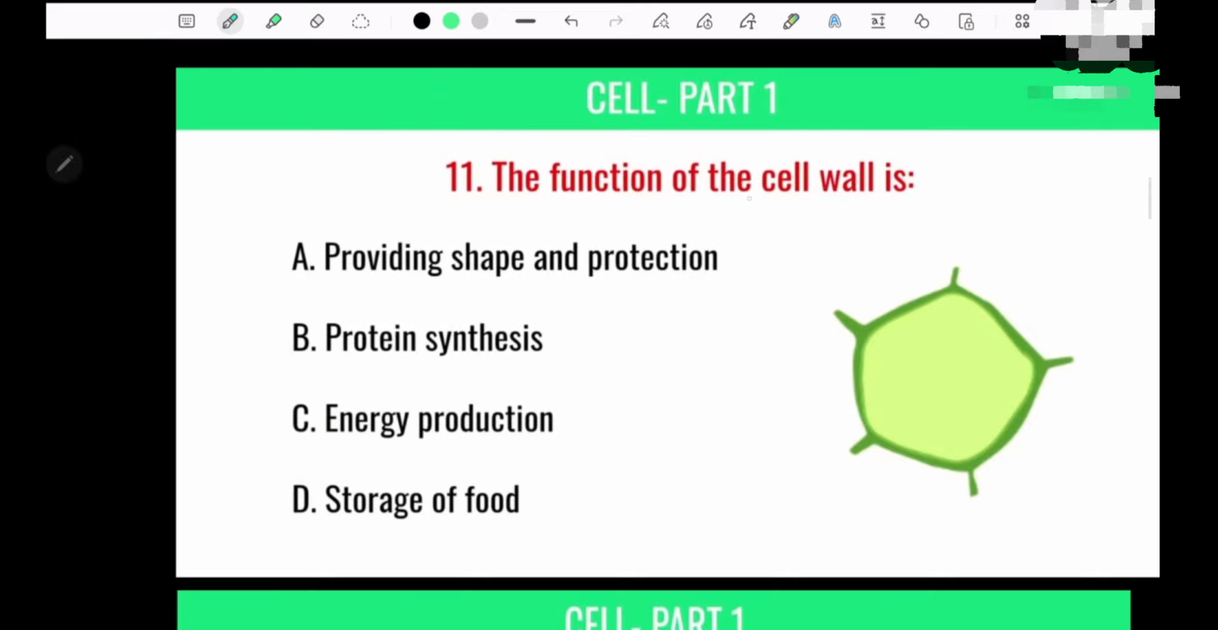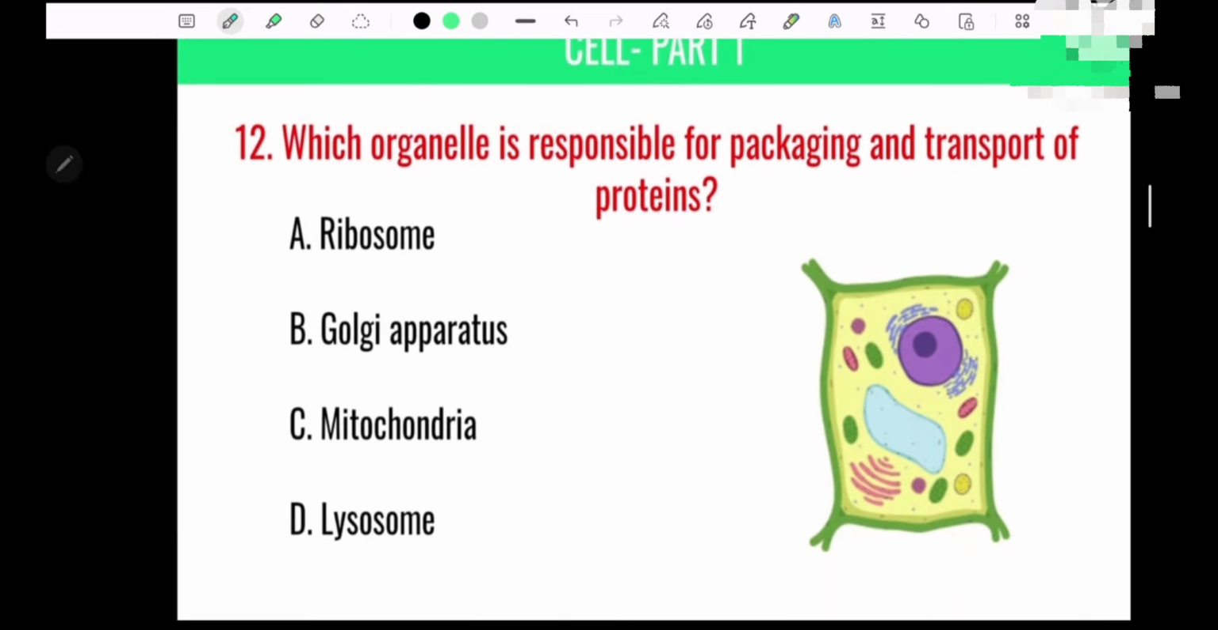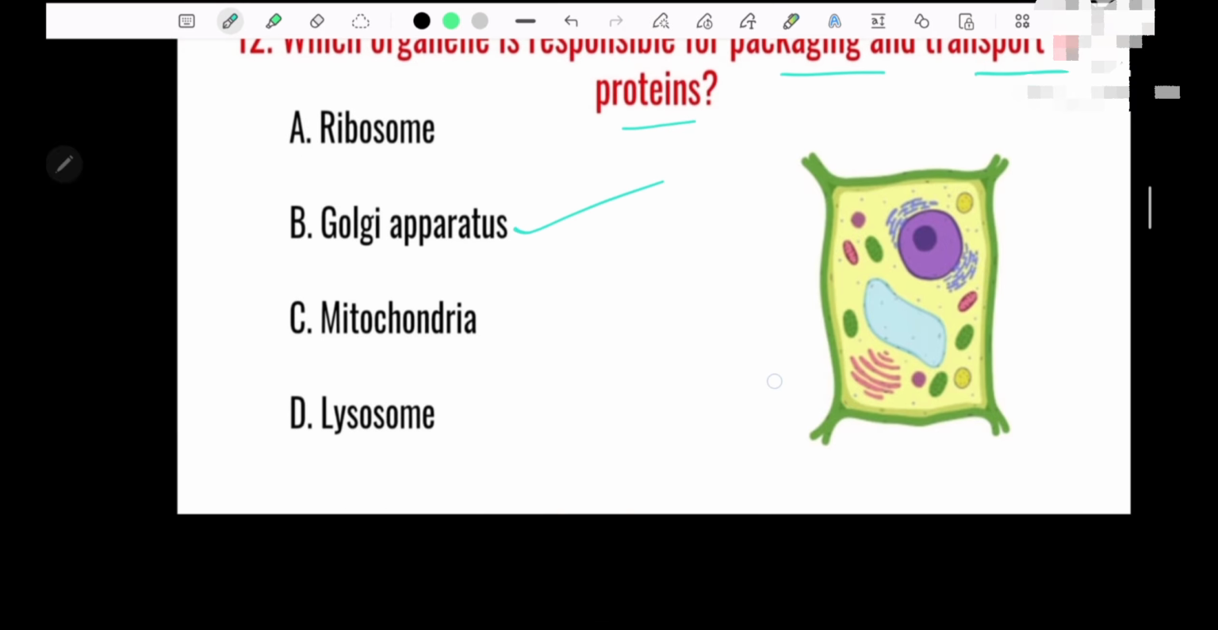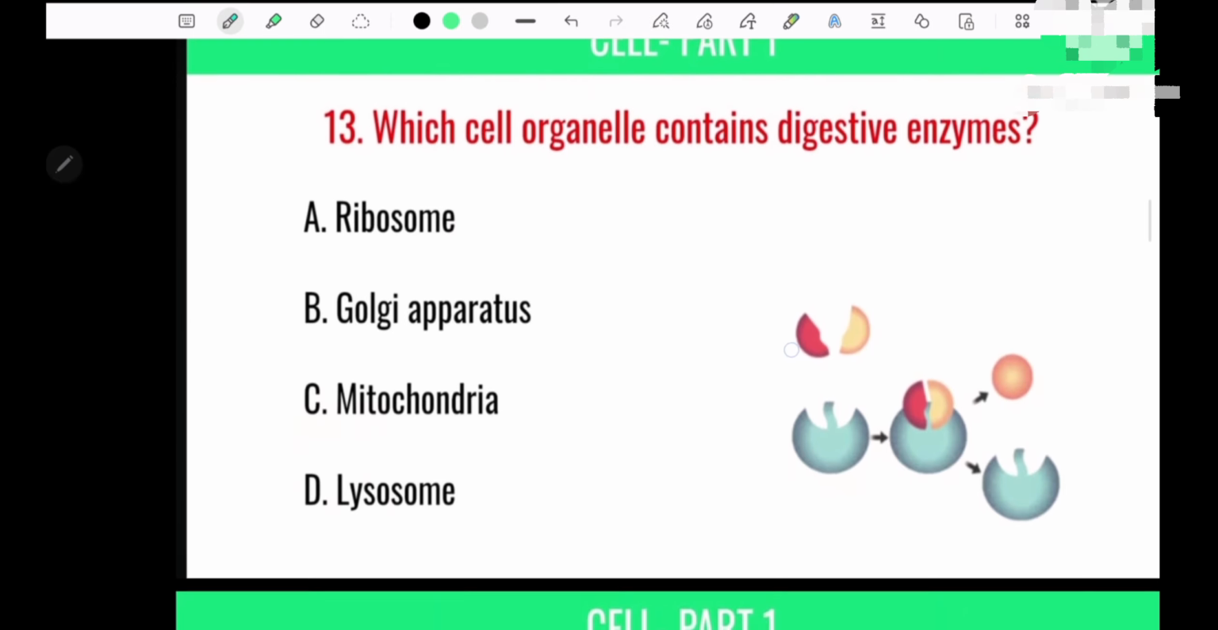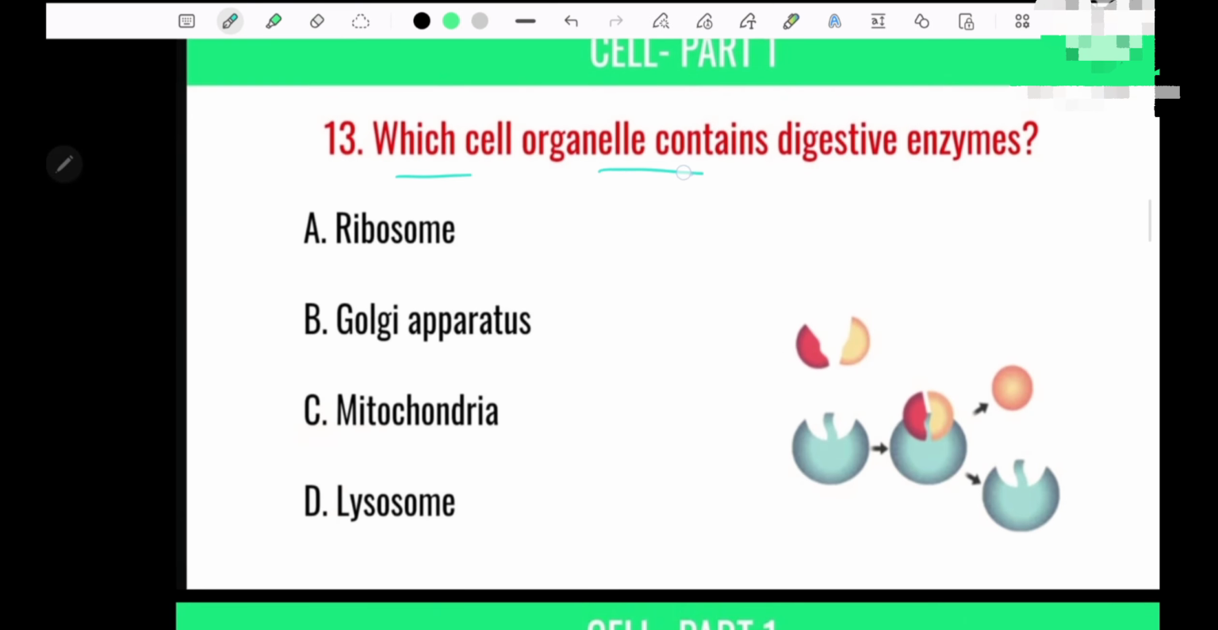The function of the cell wall is providing shape and protection. Which organelle is responsible for packaging and transport of protein? Golgi apparatus. Which cell organelle contains digestive enzymes? Lysosome.